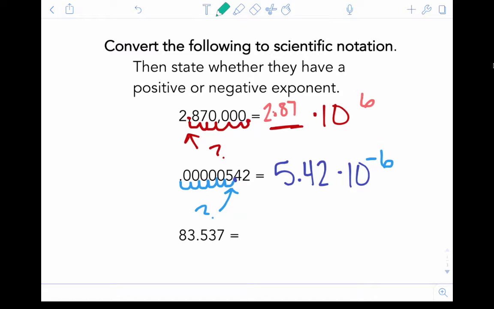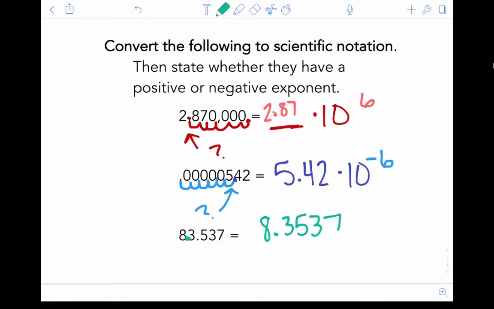I just have one more problem left, 83.537. I have a decimal in the middle of the number, but this is not in scientific notation, which is what I'm trying to do. In order to get this number between 1 and 10, the decimal needs to go right here, between the 8 and the 3. So this would be 8.3537.